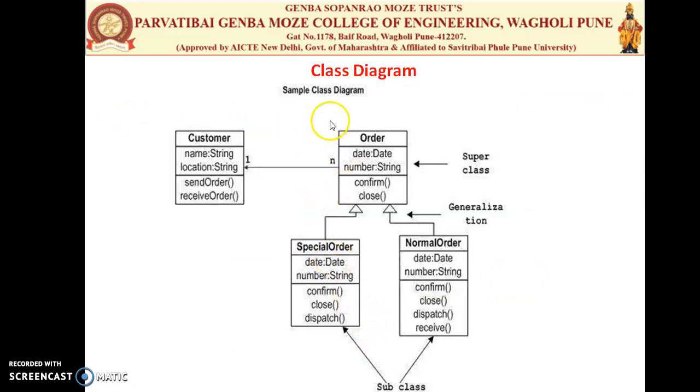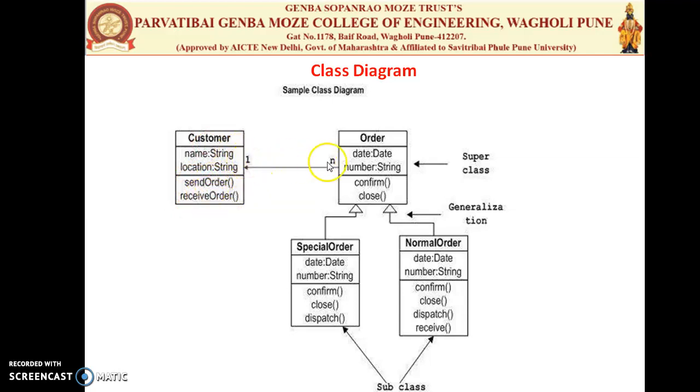So we'll go with the class diagram. Here is a simple class diagram, a customer ordering system. Here are the 4 classes: customer, order, special order, and normal order. Customer has the attributes name, string, and location, string, which are the data types, and the send order and receive order methods. When the customer is sending an order, send order will be called. When the customer is receiving the order, receive order will be called.